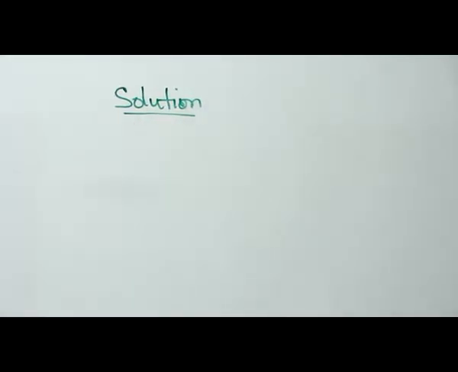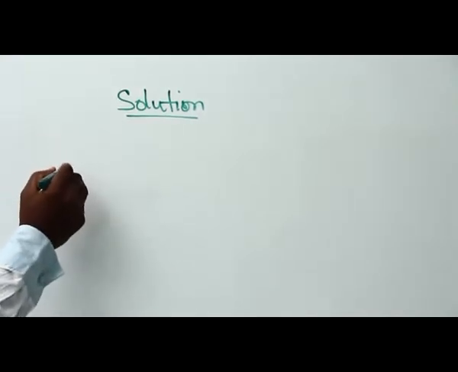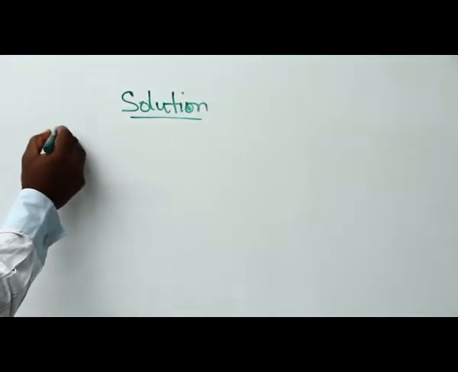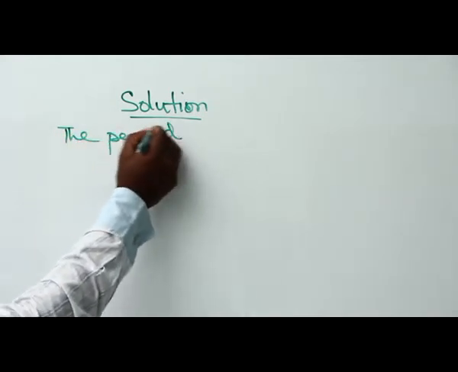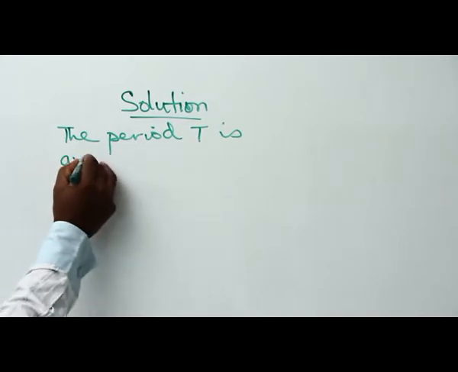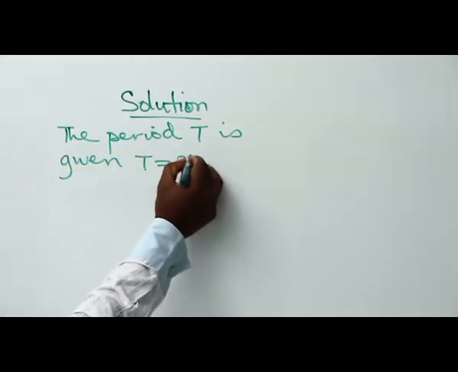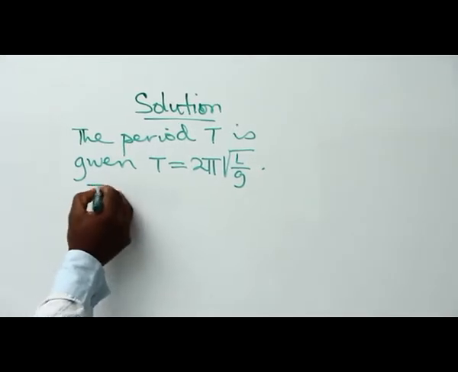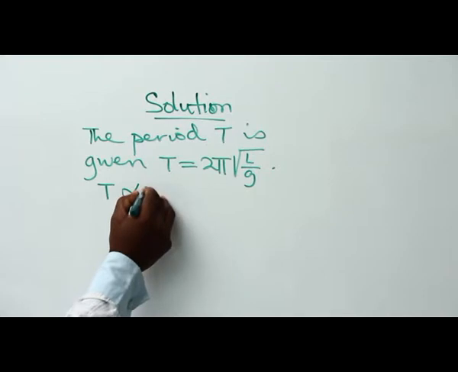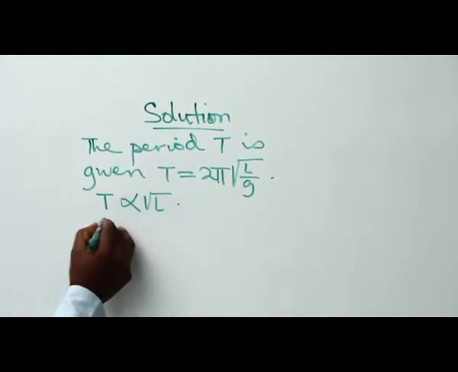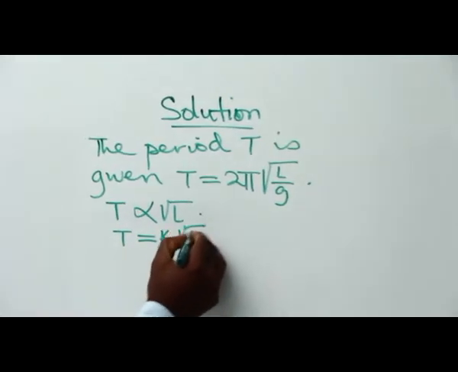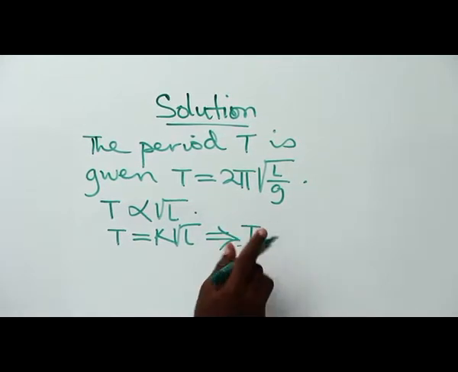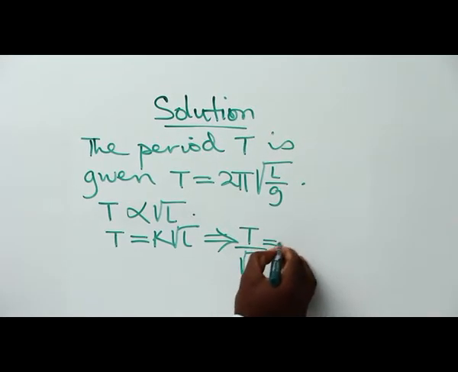The solution is as follows. The period of an oscillating simple pendulum is related to its length by the equation: the period T equals 2 pi square root of L over g. From this equation, it's clear that the period T is directly proportional to the square root of the length. T is equal to a constant times the square root of the length. This implies that T divided by the square root of the length is always constant.